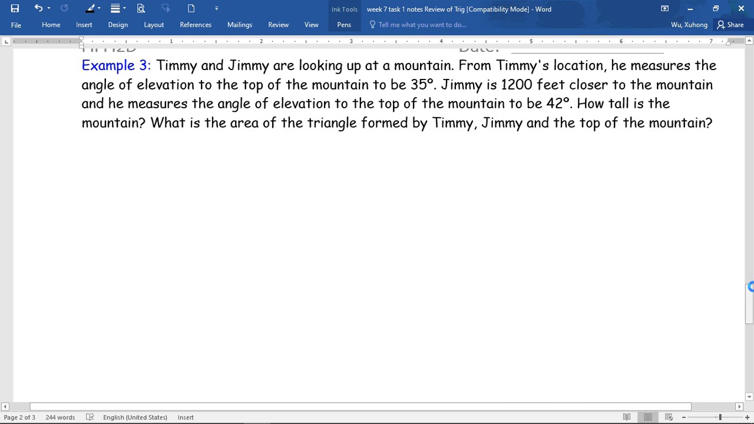So it's a word question again, so read the question carefully. Tammy and Jamie are looking up at a mountain from Tammy's location. He measures the angle of elevation. Angle of elevation means from the horizontal, you look up. This is the angle of elevation, okay? And just now, angle of depression is from the horizontal, you look down. This angle we call the angle of depression, okay?